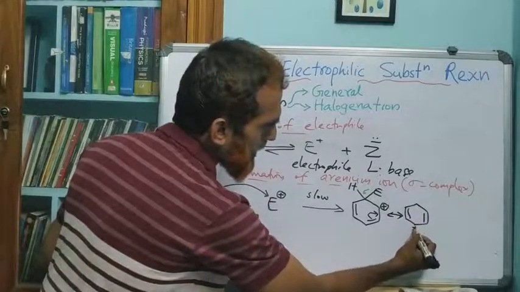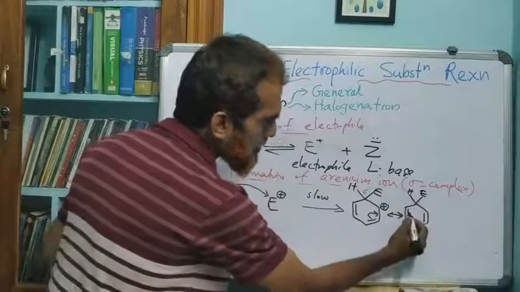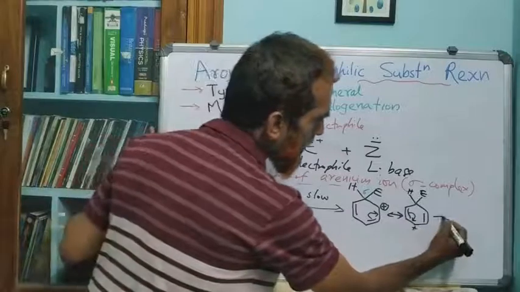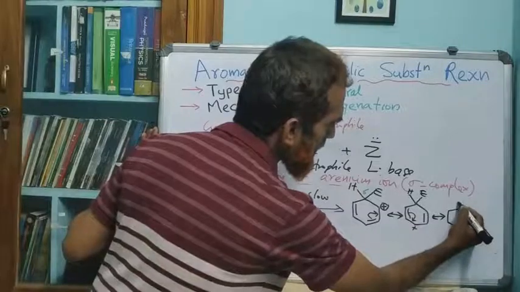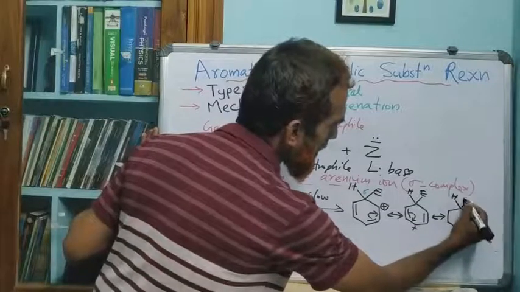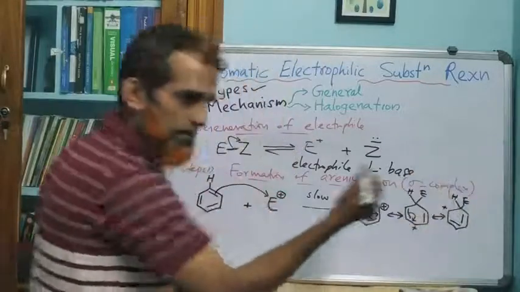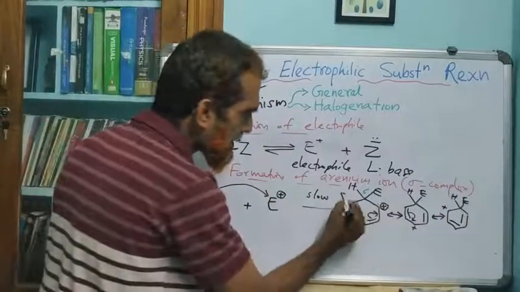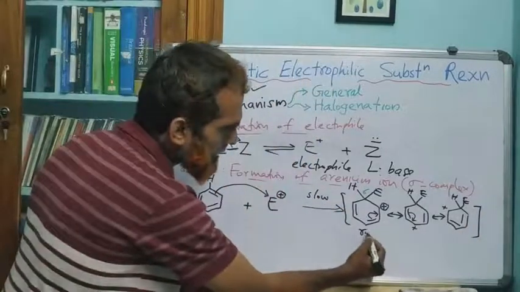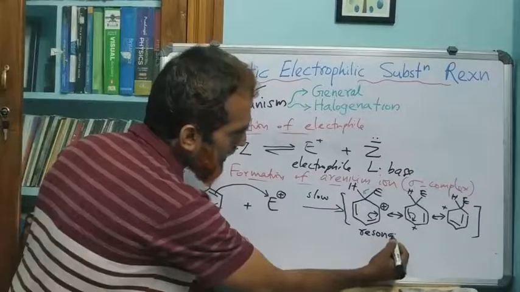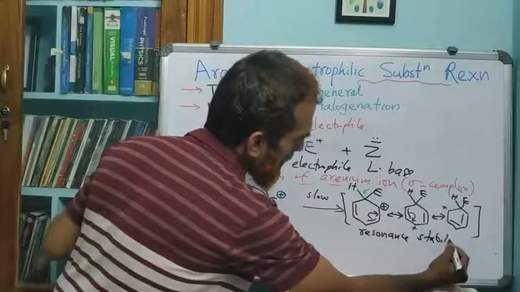Positive charge appears here. Then this pi bond moves to this place. We get one more structure, like this. Now positive charge is here. So you have three structures, we put them in brackets. So this sigma complex is resonance stabilized. That is very important. Resonance stabilized sigma complex or arenium ion, right?